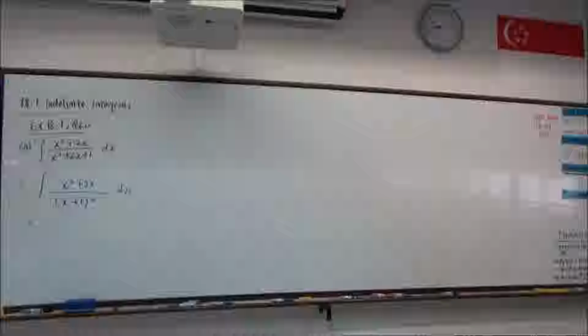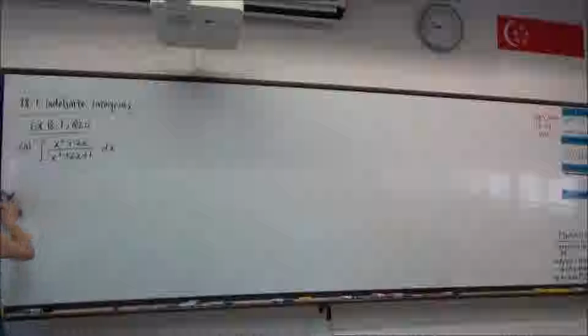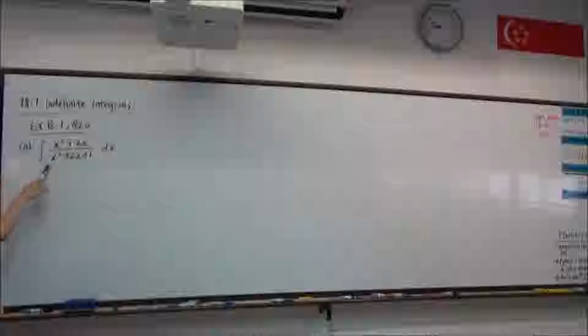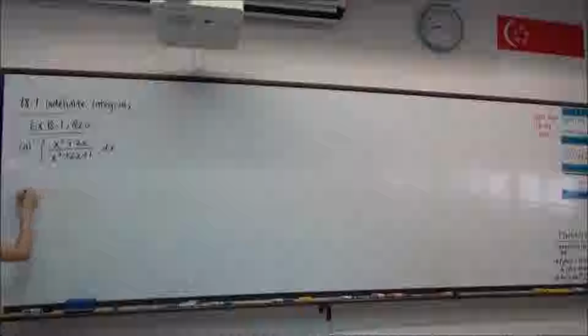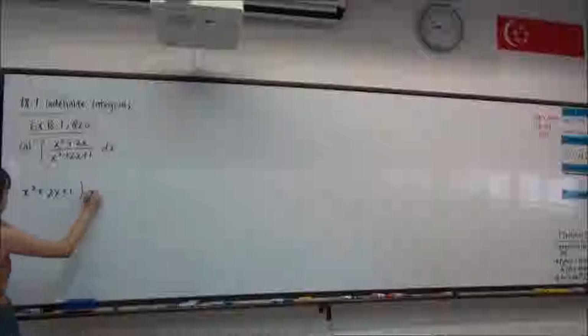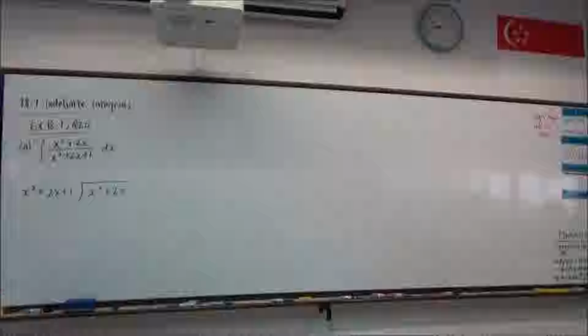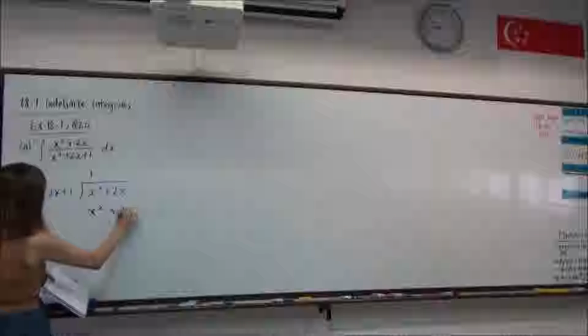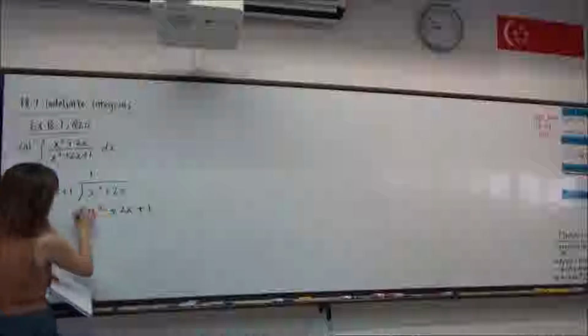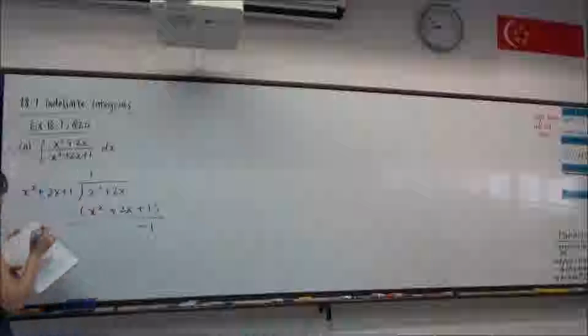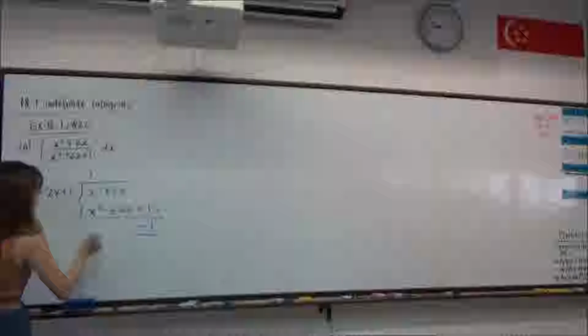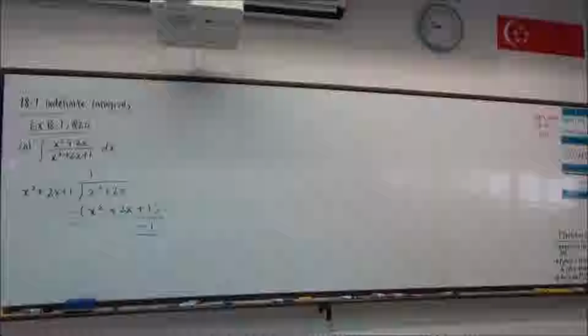How should we do division? Why do you need to do division? Because it is a mixed fraction. Why do I need to do long division? Because the top and the bottom have the same degree of the polynomial. Do you remember that? Okay, so we need to do our long division. In this case, this will be 1 times x squared plus 2x plus 1 minus 1. Long division, this one is fairly easy, just a one-step thing.